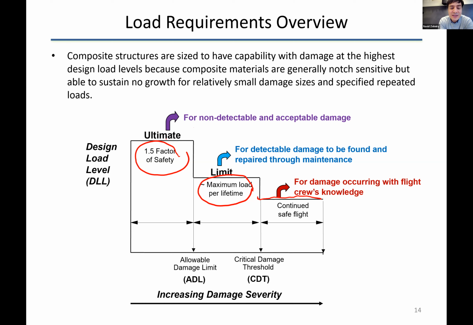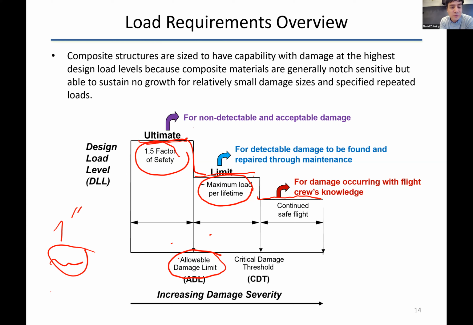If you have, let's say, an inch crack in the material, the performance of the structure drops from ultimate to limit. It cannot carry 1.5 times load, only lifetime load. We call that threshold allowable damage limits. Anything smaller than that is fine. You don't need to do anything with that. It doesn't do anything to the structure.